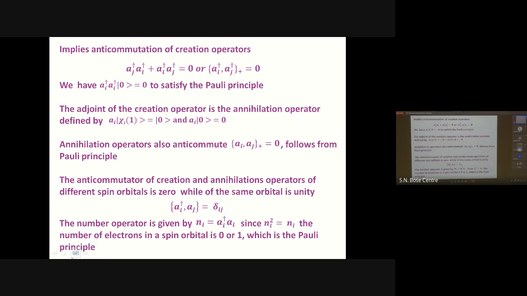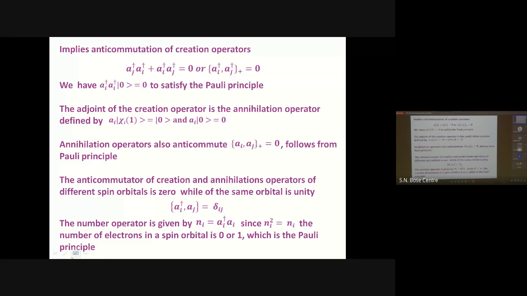And you can also show in very simple ways that the annihilation operators also anti-commute. A_i A_j anti-commute, and it follows from the Pauli principle. And then, if I am looking at A_i dagger A_j dagger, that is, this is both annihilation operators and this is both creation operators. So if I'm looking at anti-commutation of one creation, one annihilation operator, then that is going to be delta_ij. And one can show these things easily. There are many books from where you can actually get this information.